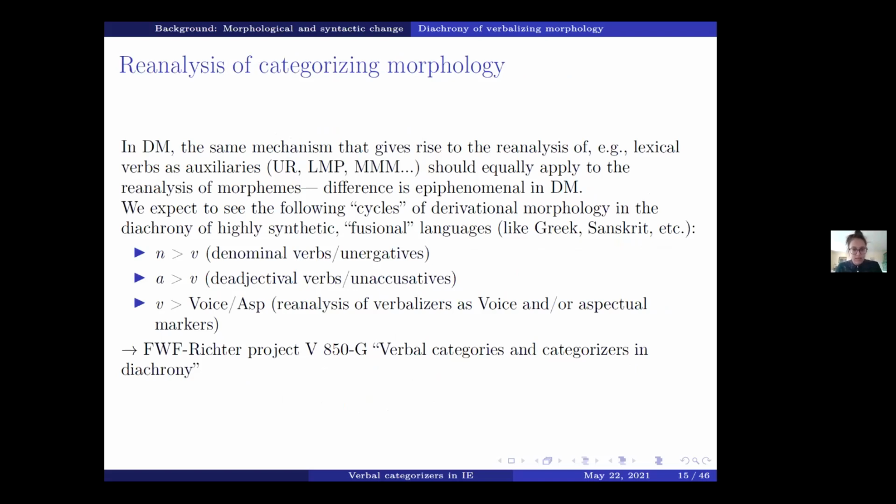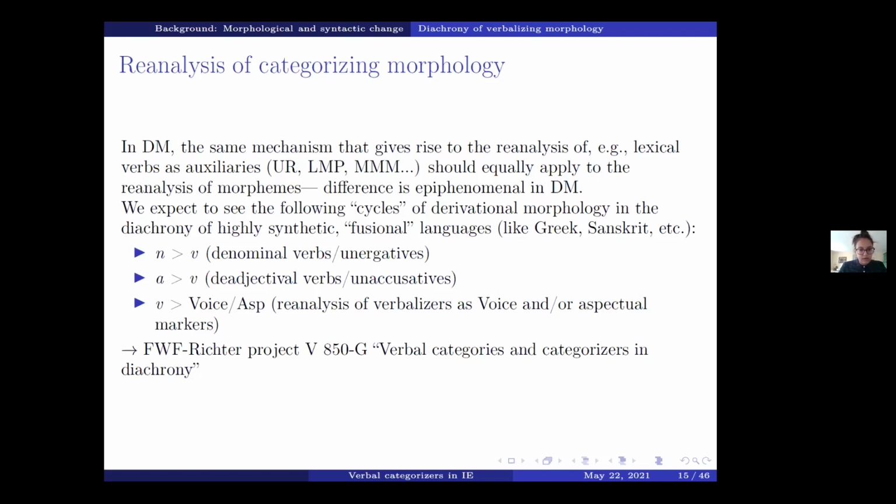In DM and similar approaches, we do actually expect the same mechanism that gives rise to the reanalysis of lexical verbs as auxiliaries, like in the modal cycle, for example, to also apply to the reanalysis of synthetic morphology, of derivational morphology, because the difference between these is epiphenomenal in DM. There's no strong sense in which the word level is special or important. So we expect to see, I think, the following cycles of derivational morphology in the diachrony of these languages.